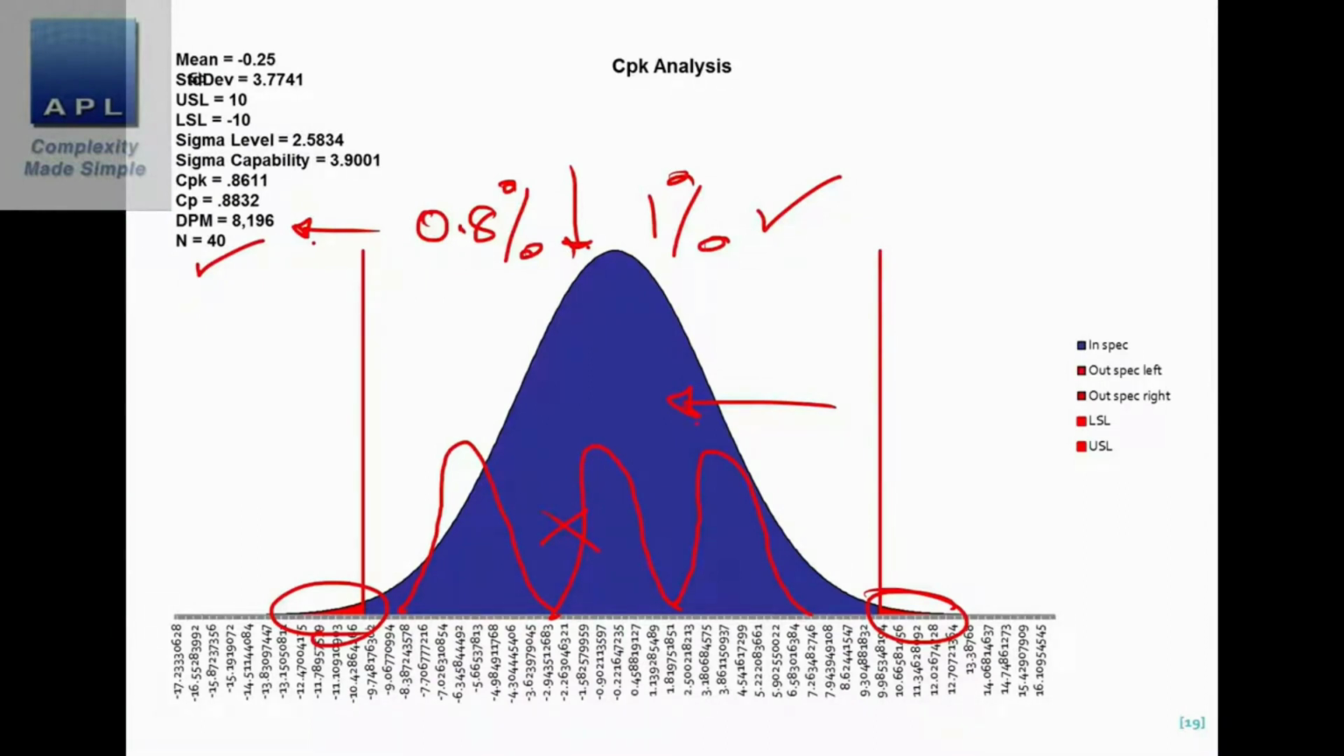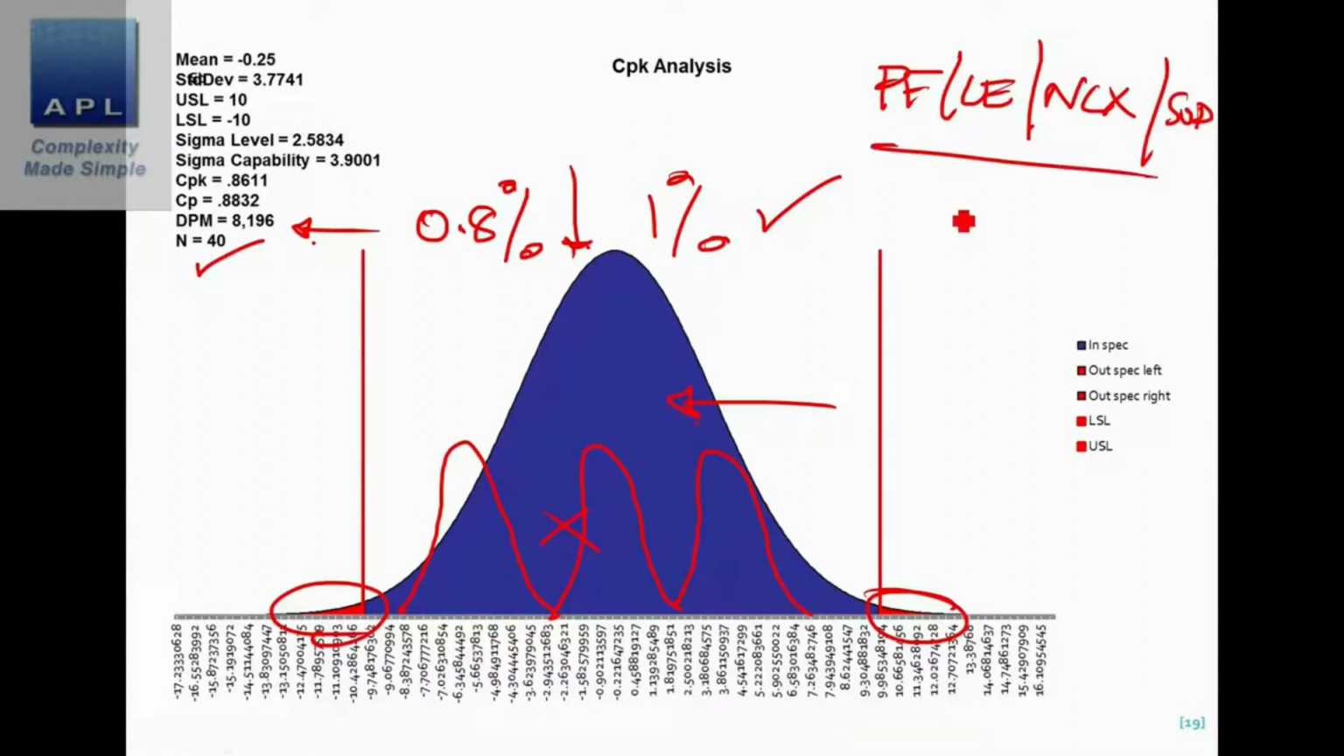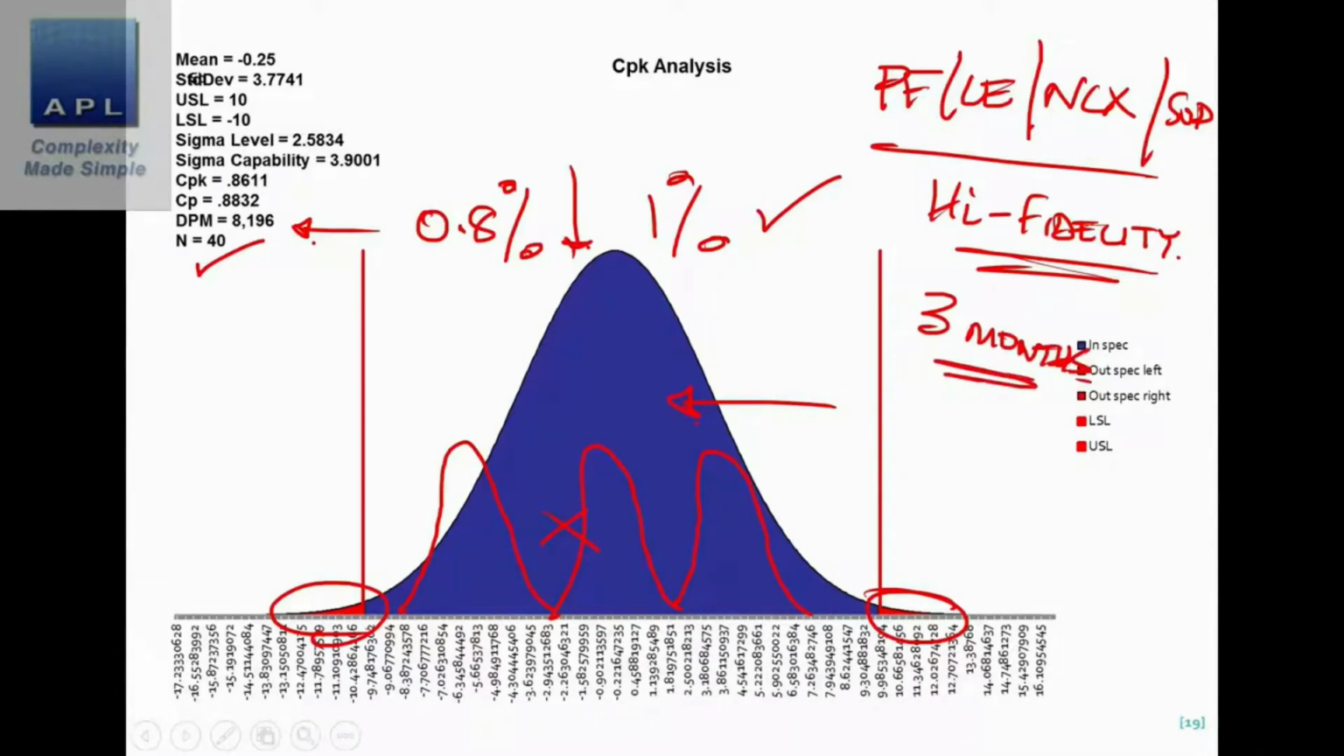And there is a simple example of process flow, cause and effect, NCX, SOP. What are you doing? You are looking at the process in a high fidelity, detailed way. That's what this guy did. It's very straightforward, but it still takes about 3 months to do this. This is not easy to do if you're not a high fidelity company, if it's not what you normally do.